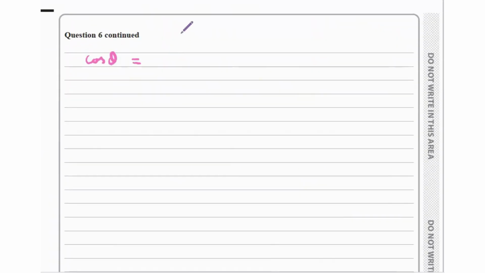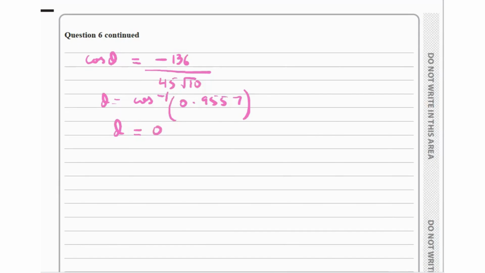So for the dot product, what we get is -136. And for the denominator, we get 45 root 10. So theta is going to be cos inverse of this fraction, which is basically 0.9557. And that gives us a value of 0.299 radians.